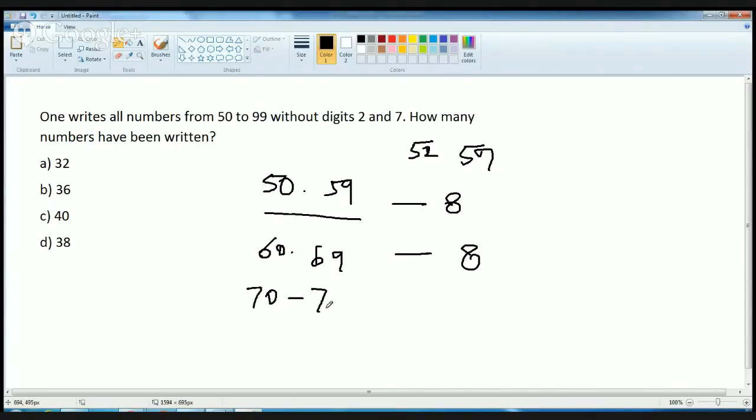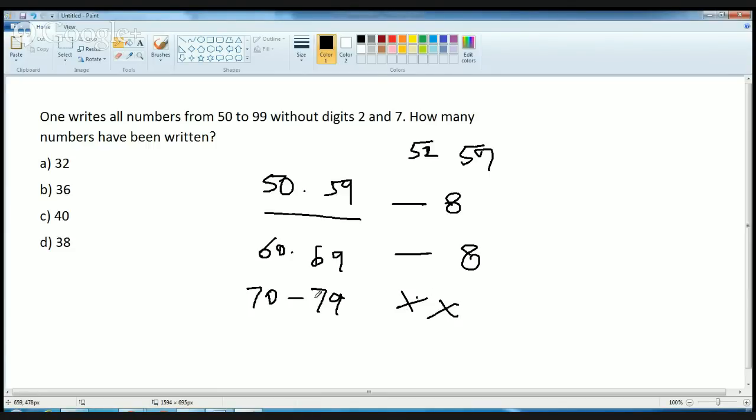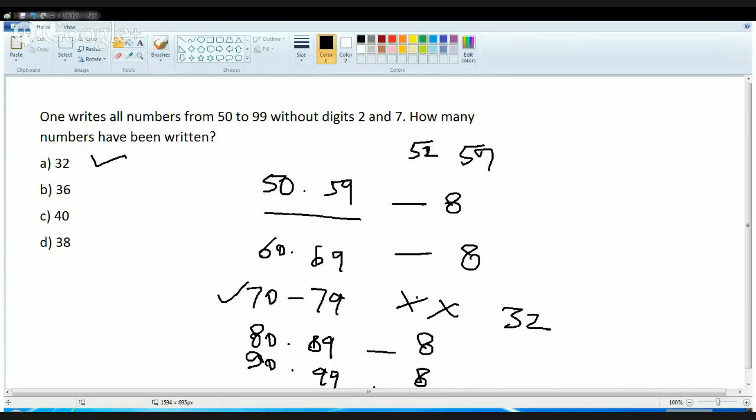Then, what is interesting about 70 to 79? I would skip this whole series. And finally 80 to 89, again 8 numbers, and 90 to 99, again 8 numbers. So 8 into 4, that is 32. So the answer would be 32. Most of the students made the mistake of forgetting to include 70 to 79 as one of the series. Now the next question is on Venn diagrams.